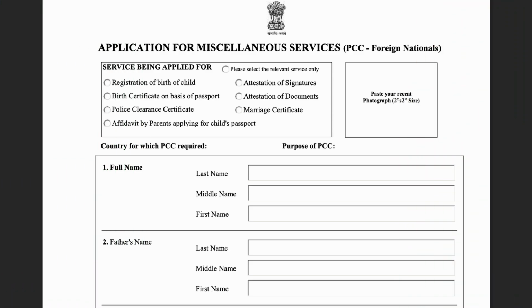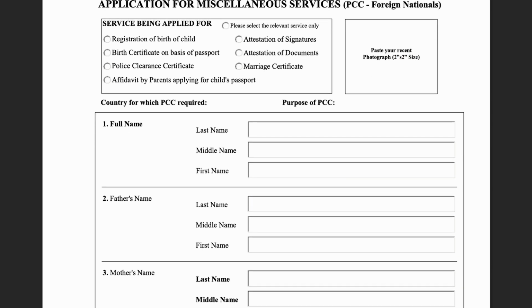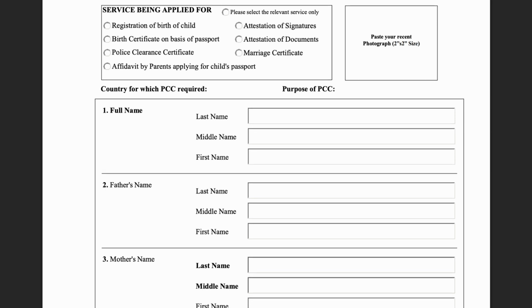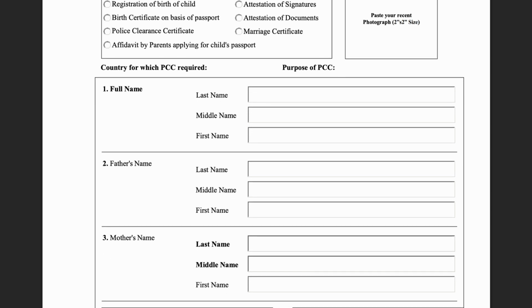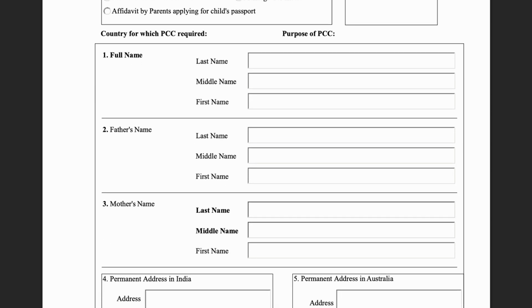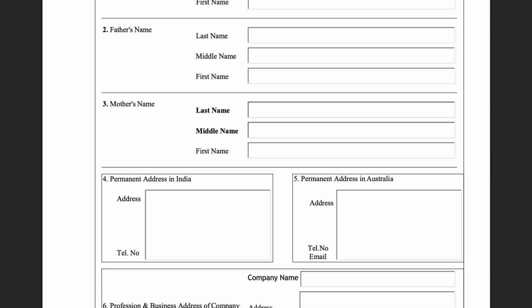In the Miscellaneous Applications form, you select the service you're applying for, which is basically your police clearance certificate. Make sure to include the country for which the PCC is required. In my case, it was Australia, so I put down Australia, and the purpose for why you need this PCC. It then asks you for your full name, your mother's and your father's full name. It proceeds to ask you your permanent address in India and permanent address in Australia.